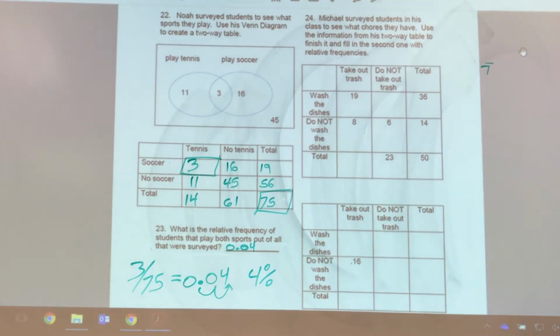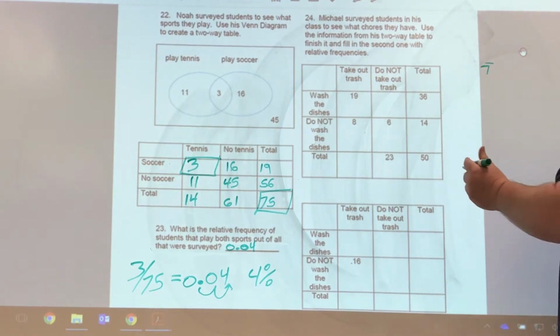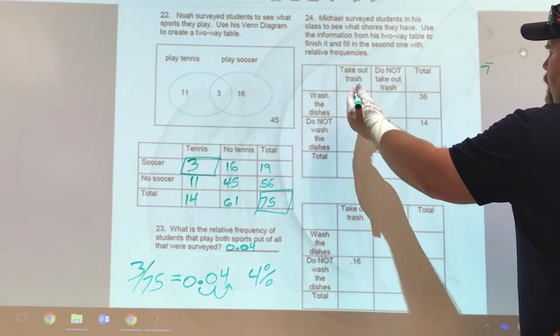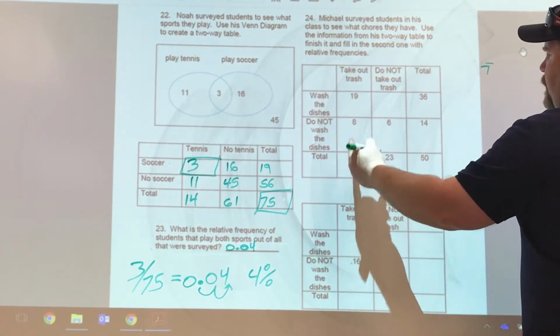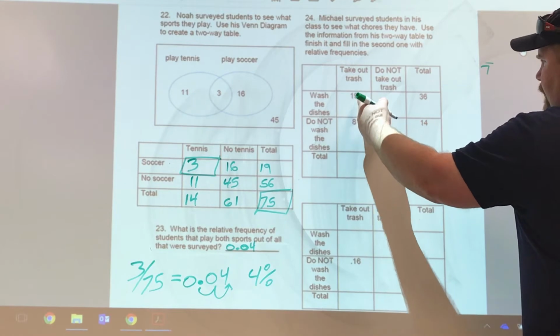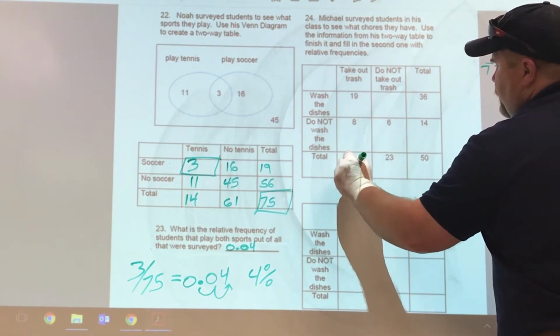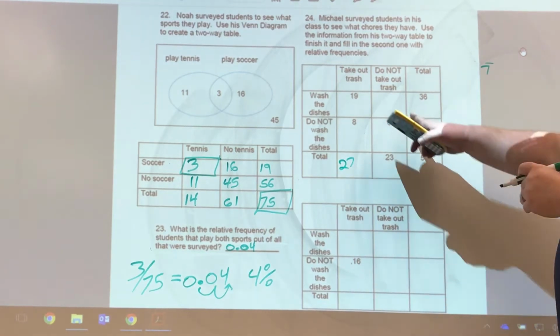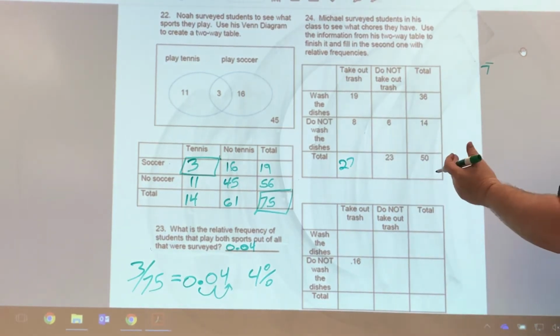Michael surveyed students in his class to see what chores they have. Use the information from his two-way table to finish it and fill in the second one with relative frequencies. So first we've got to fill this in with just regular numbers of how many people. So we're going to total up this first column because we have both of these numbers. 19 plus 8 is going to be 27. All right. Do not take out trash. Well, we've got a blank here that we've got to figure out. So we're going to kind of work backwards.